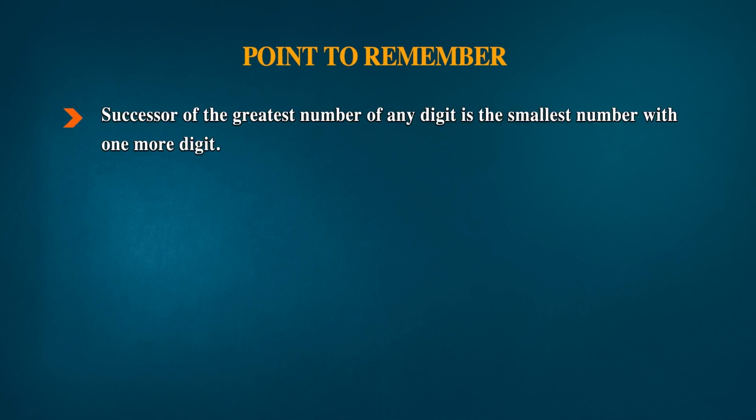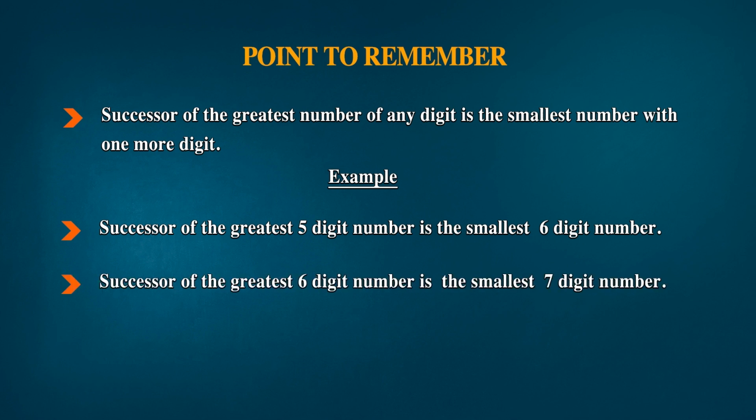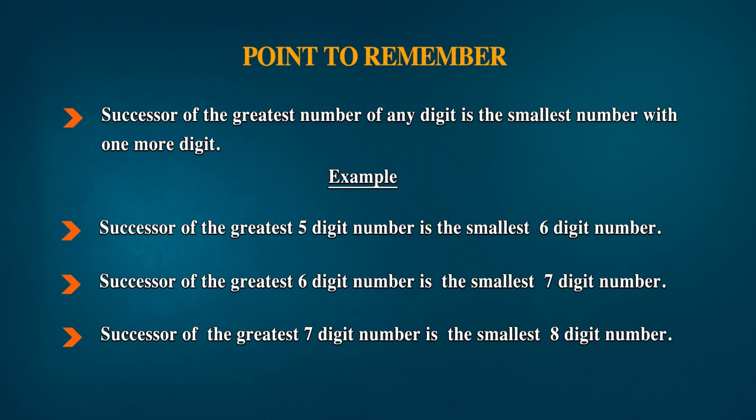Successor of the greatest number of any digit is the smallest number with one more digit. For example, successor of the greatest 5-digit number is the smallest 6-digit number. Successor of the greatest 6-digit number is the smallest 7-digit number. Successor of the greatest 7-digit number is the smallest 8-digit number.